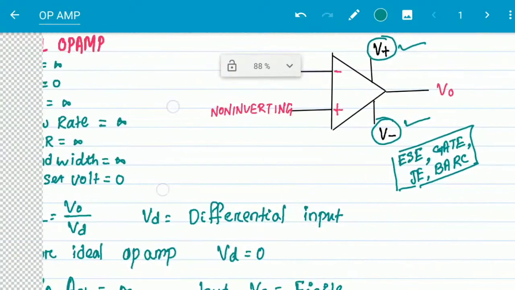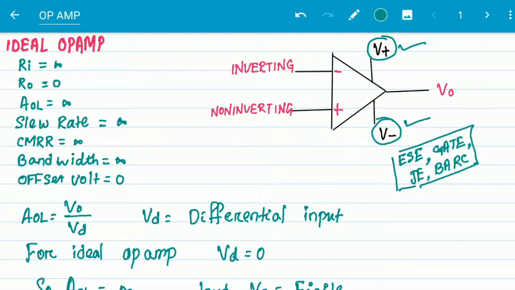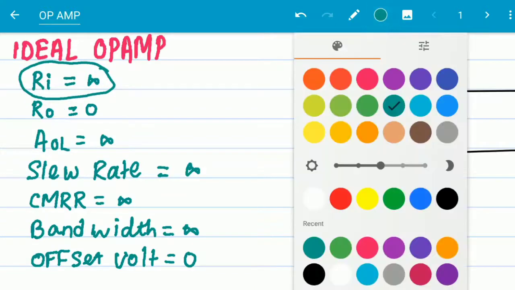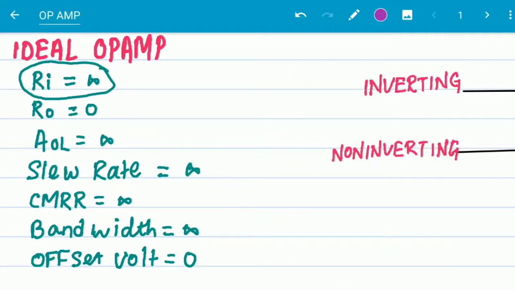For an ideal op-amp, I am solving the problems considering all the op-amps given in the questions to be ideal; non-ideal op-amps are not considered in this video. So for an ideal op-amp, input resistance is infinite, it should be remembered by us, and output resistance is 0. Open loop gain AOL is infinite, slew rate is infinite.